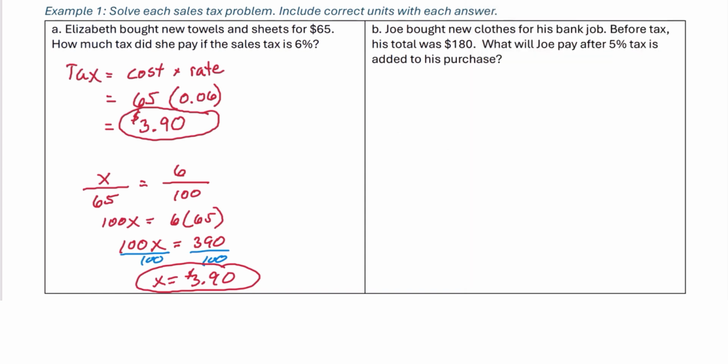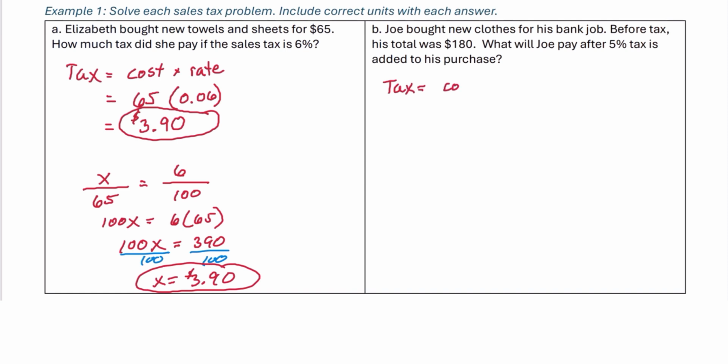In example B, Joe bought new clothes for his bank job. Before tax, his total was $180. What will Joe pay after the 5% tax is added to the purchase? Again, we can use an equation or the proportion. It doesn't matter. Let's use the equation.